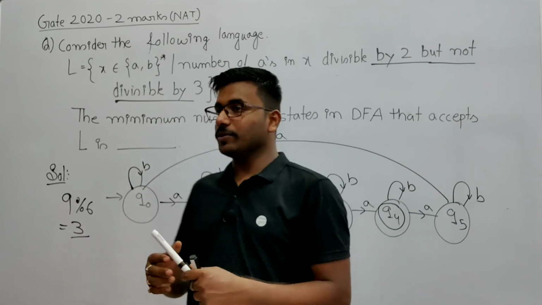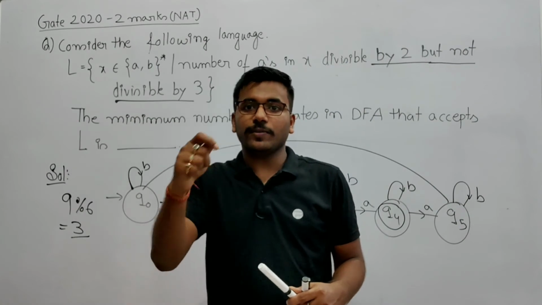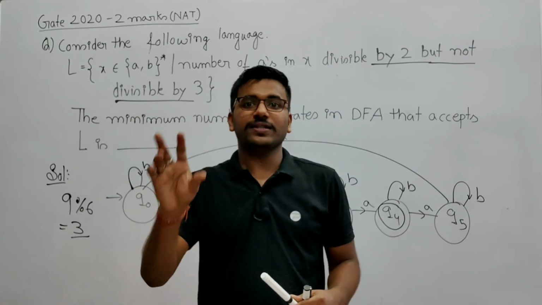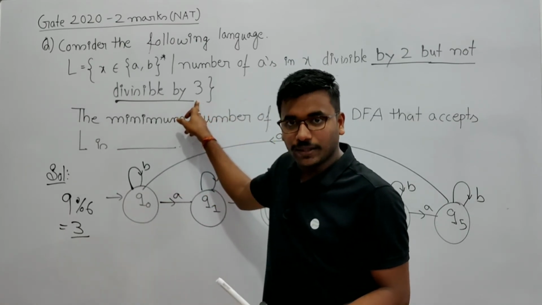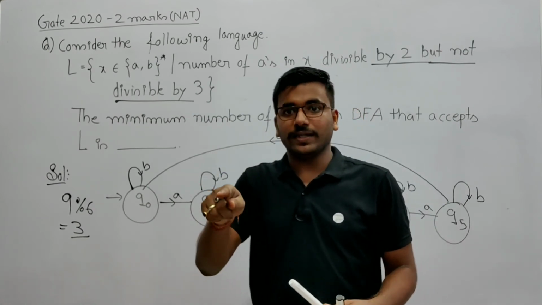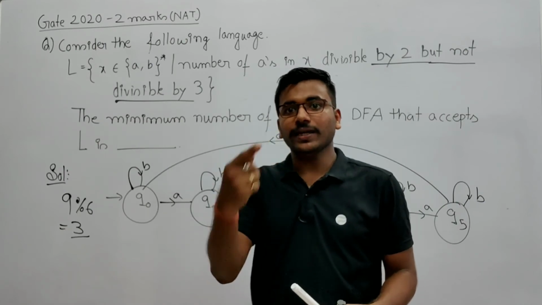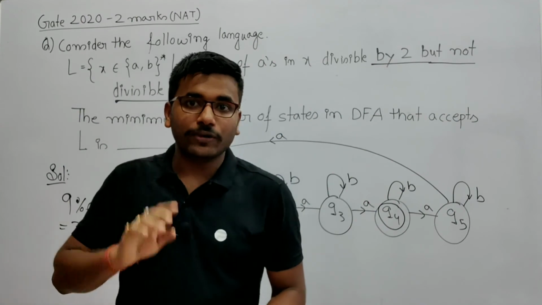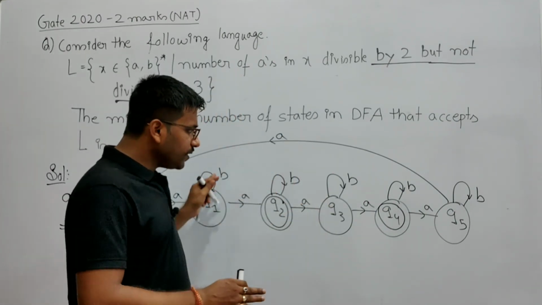Now, if you want to accept just numbers divisible by 2 only, then whichever remainders are divisible by 2, you make that state a final state, because it is saying that the number is divisible by 2. Now, if you want to accept the number which is divisible by 3, then whenever you get any remainder which is divisible by 3, make that state a final state, because it is saying that the number is divisible by 3.